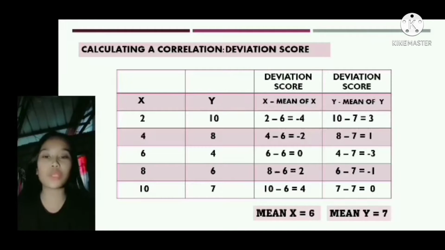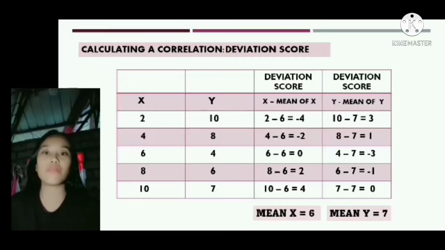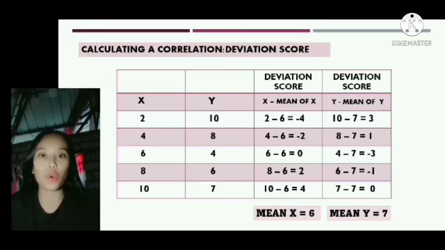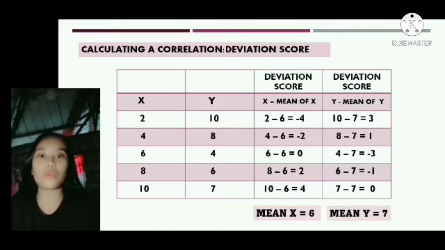To get the deviation scores of x and y, we are going to subtract the mean from each value. We will start with the values of x. So x minus mean of x. 2 minus 6 equals negative 4. 4 minus 6 equals negative 2. 6 minus 6 equals 0. 8 minus 6 equals 2. 10 minus 6 equals 4.